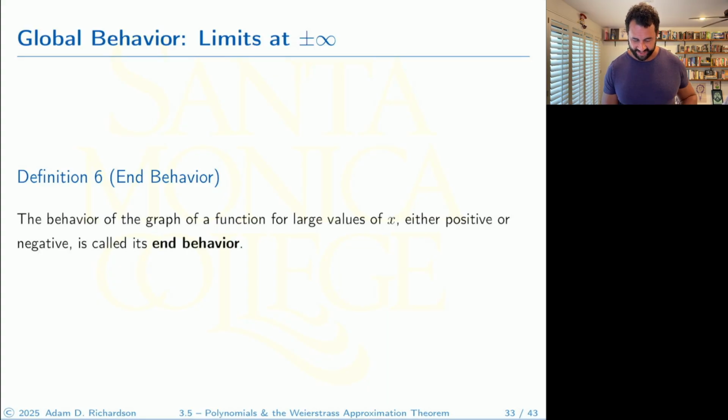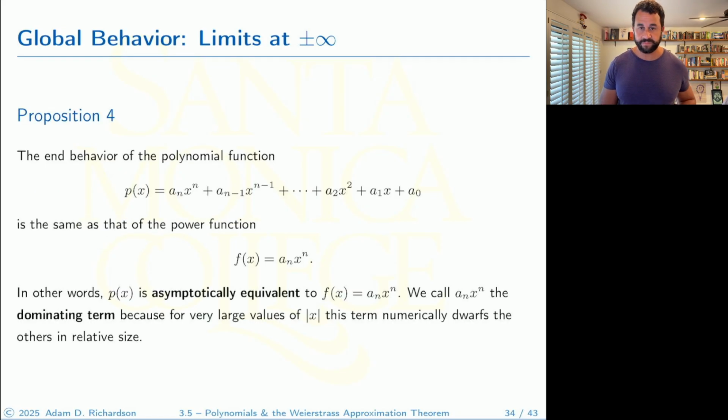Obviously, the behavior of the graph of a function for large values of x, either positive or negative, is called the end behavior. It's just what's happening at the ends of the function, all right? That's what we're going to study right now.